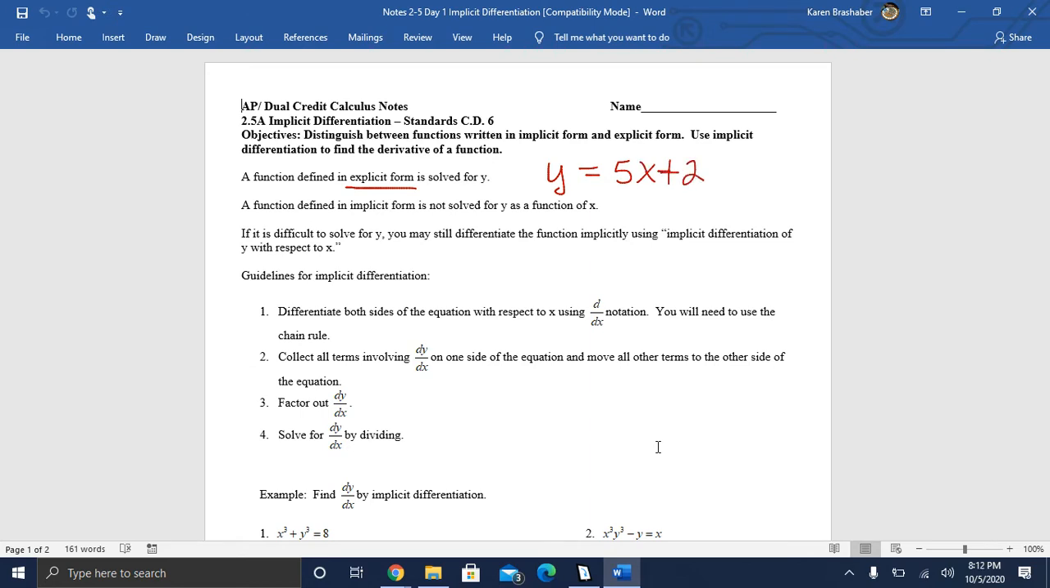But we could take that same equation and put it in implicit form, and that's when the equation is not solved for y, so like 5x minus y equals negative 2. And sometimes you'll find that there are equations that are actually difficult, or maybe it is impossible, to get the y by itself. If you look at your two examples that are showing at the bottom of this screen, they're both written in implicit form right now.